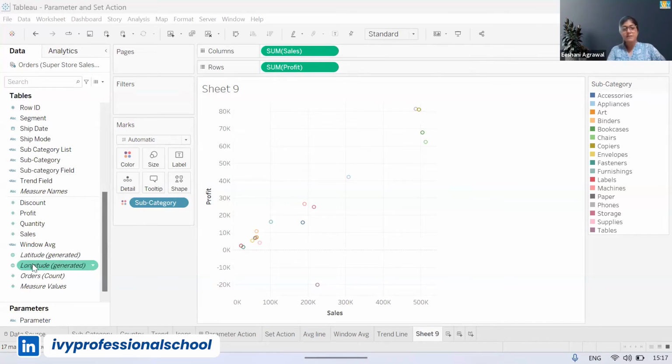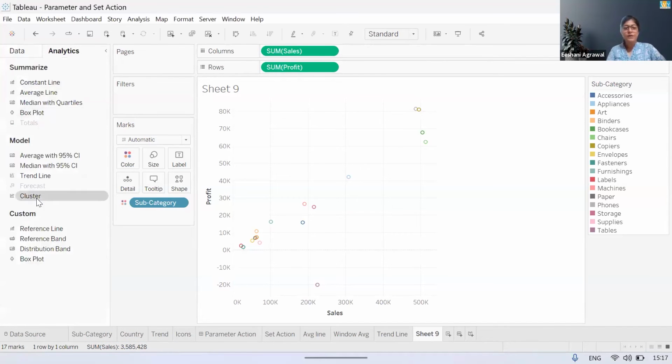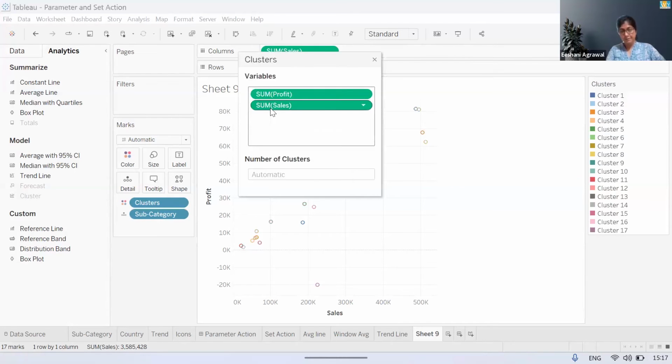So how do you cluster? We are going to cluster through analytics. And over here, you will see clusters. Clusters would only work on your scatter plots. If you don't have scatter plots, we can't create clusters. And once we drop it over here, it is telling us the variables it's using for clustering are profit and sales, meaning the behavior is being analyzed based on these two measures that you have.